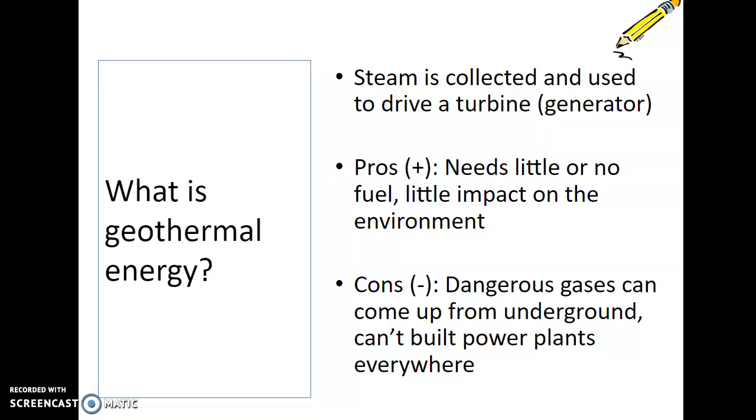What is geothermal energy? Geothermal energy is when steam is collected and used to drive a turbine or generator. Geothermal means it would be coming from hot springs in the earth. You really would have to drill down to get that thermal energy that comes from the earth. The upsides are that it needs little or no fuel and has really no impact on the environment, but the downsides are that if you drill incorrectly or get this geothermal energy from the ground incorrectly, dangerous gases can come up. And we can't build power plants everywhere. We just don't have enough space available.